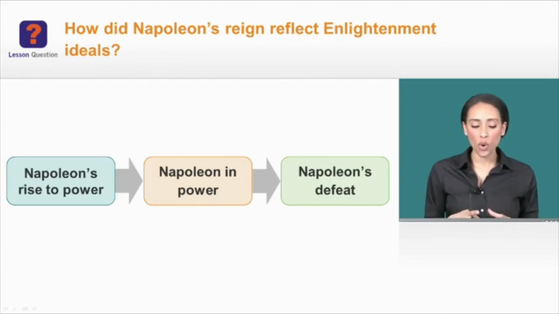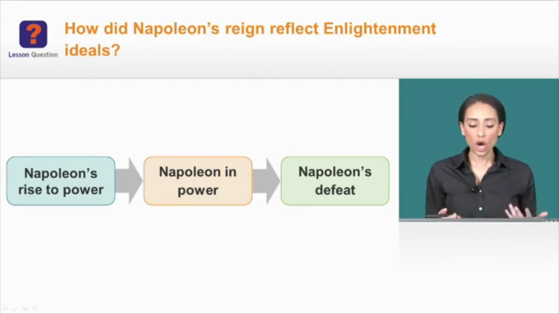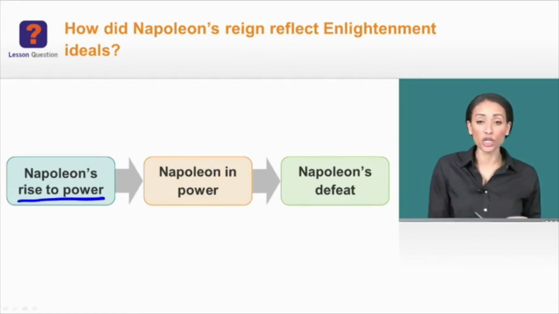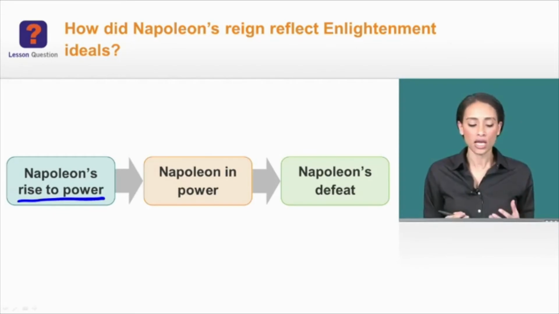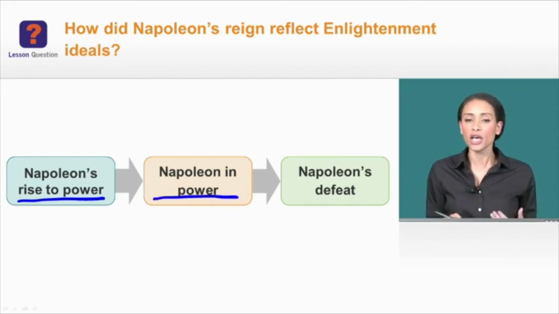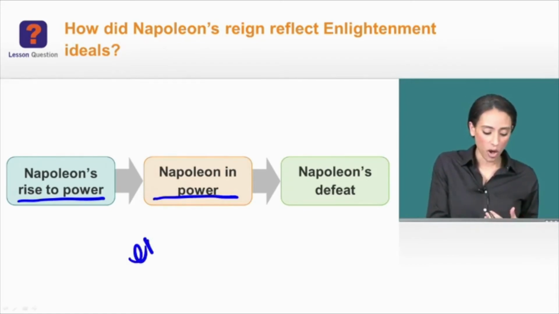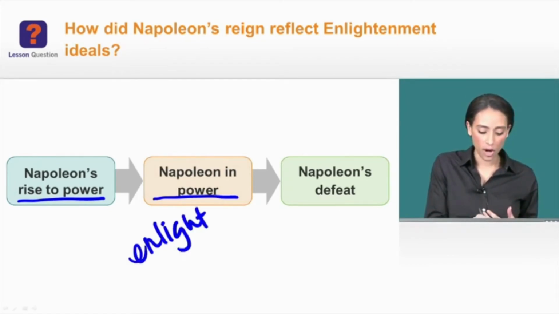So we're answering this question, how did Napoleon's reign reflect Enlightenment ideals? We know that in rising to power, Napoleon uses some of these Enlightenment ideals to create a coup d'etat to take over the French government. And we know that once he establishes himself as the commander-in-chief, he soon finds himself in this position as emperor, as what we might call an enlightened monarch.